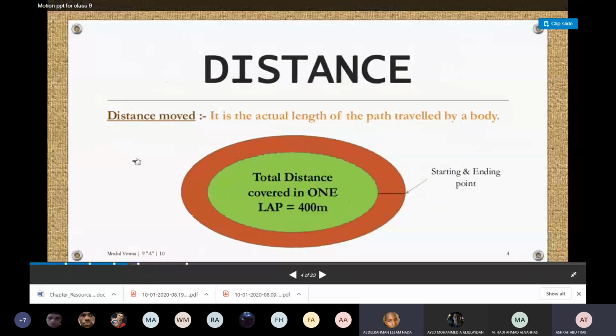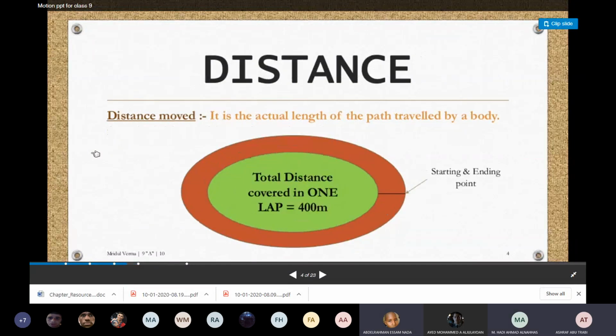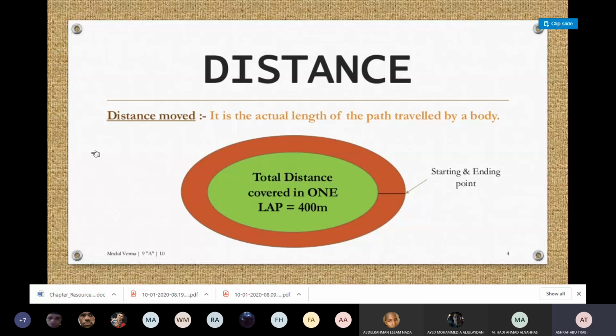Here, if the distance covered is 400, but the displacement is what? Mr., can you repeat? Yes, I will repeat it. Guys, I'm talking about the difference between displacement and the distance, and we talked about it last time.